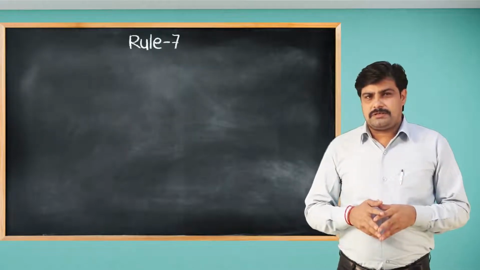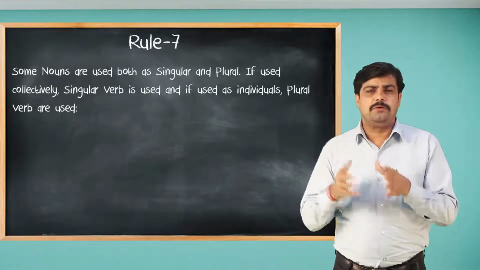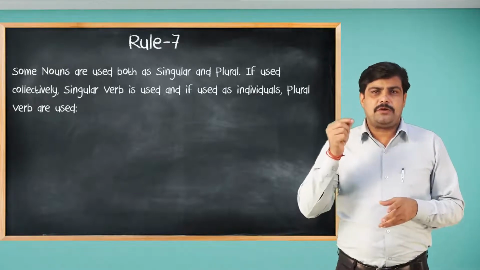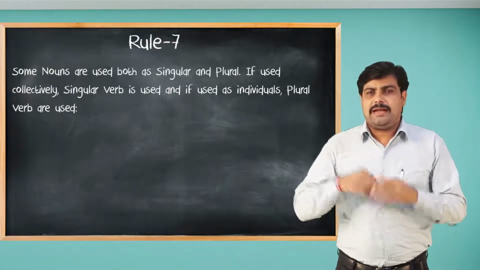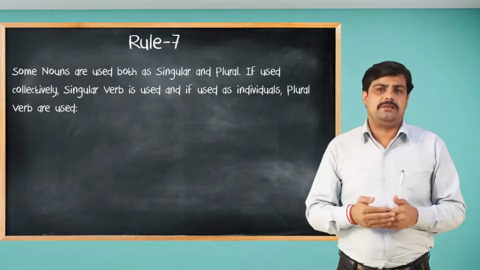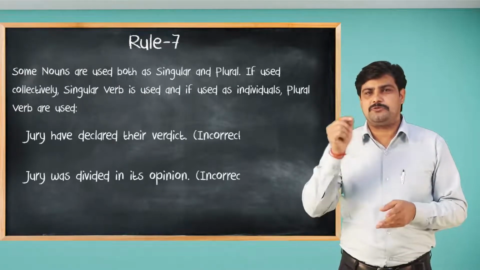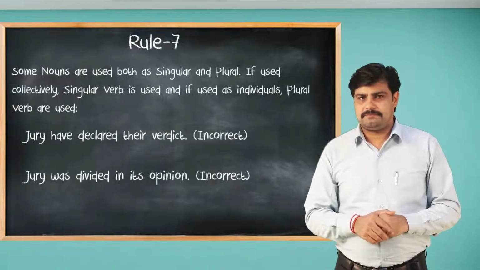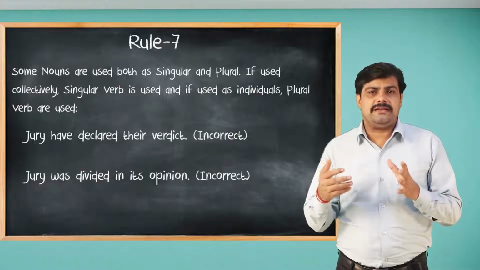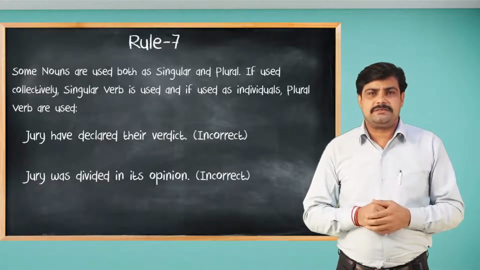Rule number 7: some nouns are used both as singular and plural. If used collectively, a singular verb is used. And if used as individuals, plural verbs are used. For example, let's see two sentences. Jury have declared their verdict. Jury was divided in its opinion. These are the two sentences.